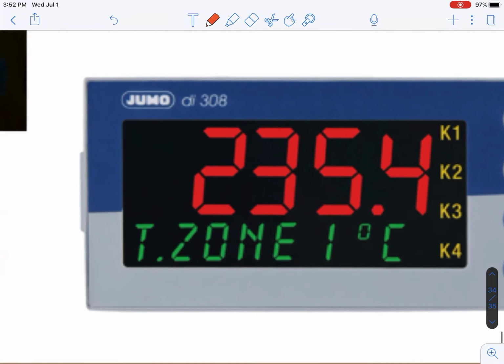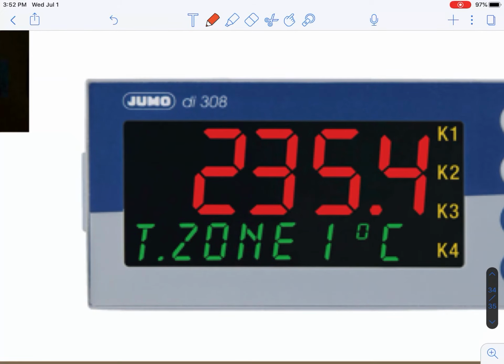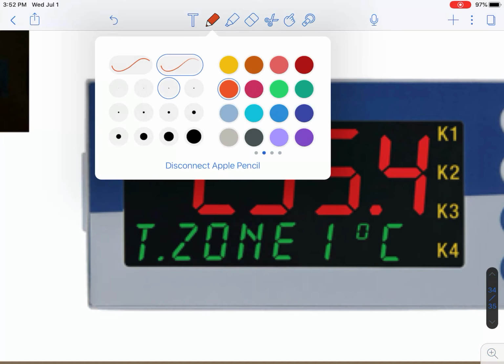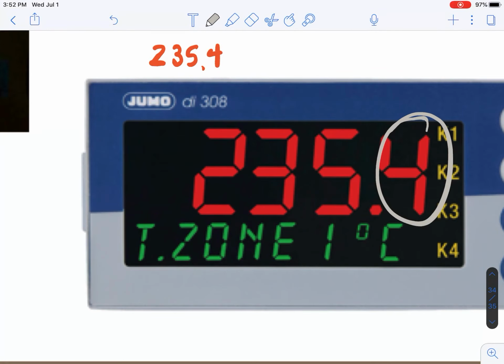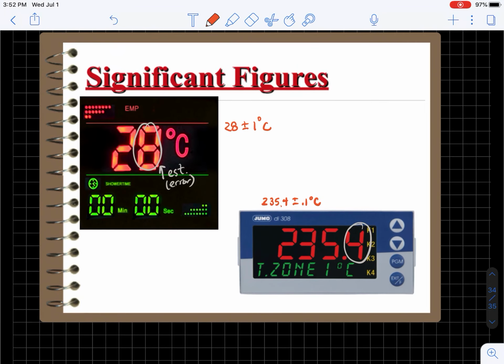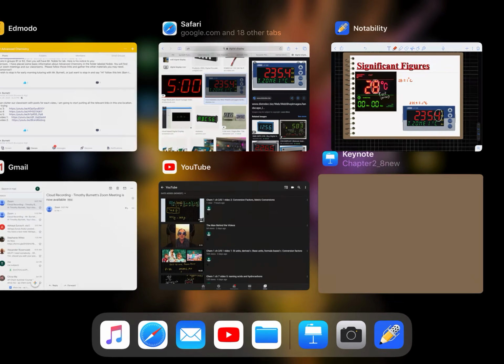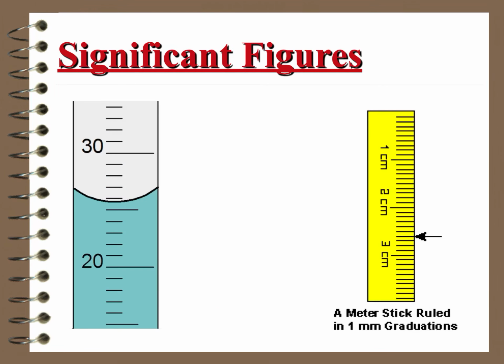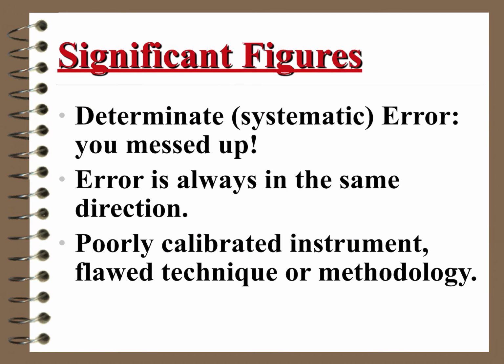So if we come down to this one, here's a different temperature probe. What is the precision of this device? Well, we would write 235.4, and the error is already estimated by the computer. So it's there in the tenths column. So we could say this is 235.4 plus or minus 0.1 degrees C. Let's go back to our little slideshow. All right, so we did that, we did that, we did that.